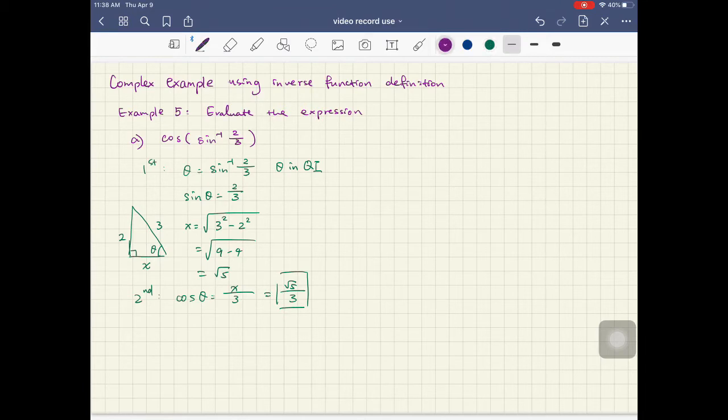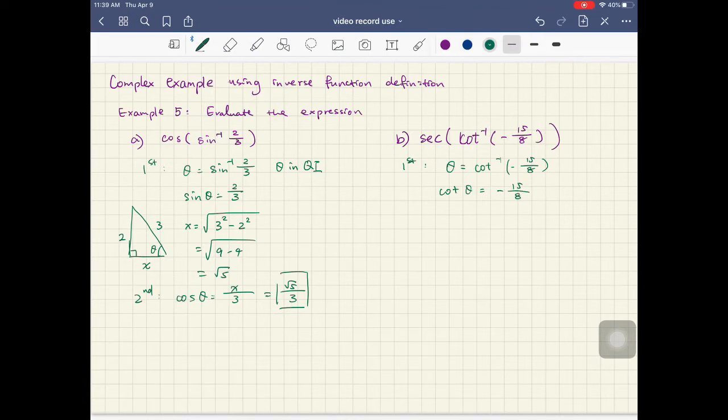Okay, so the second example we want to know how to do is secant of cotangent inverse of negative 15 over 8. We're still doing very similar things. First, we look at the inside, which is theta equal to cotangent inverse of negative 15 over 8. That means cotangent of theta equals negative 15 over 8.